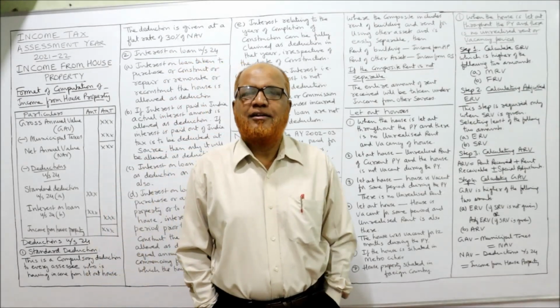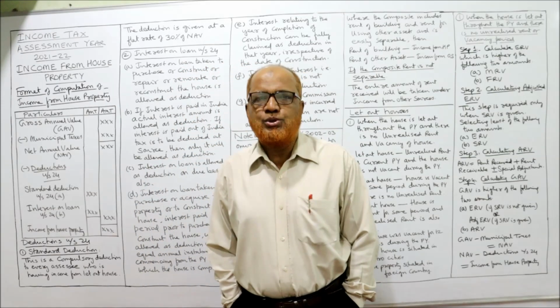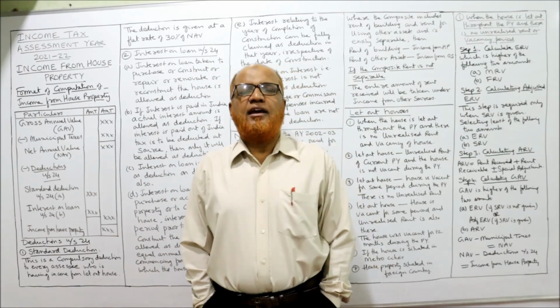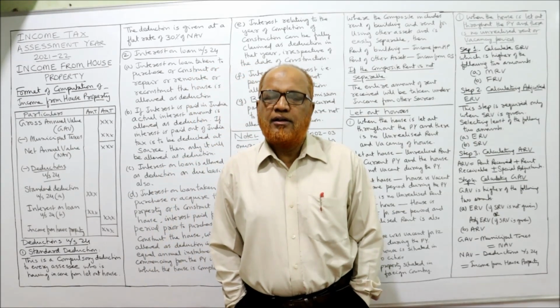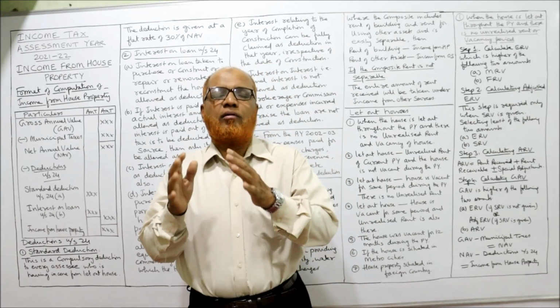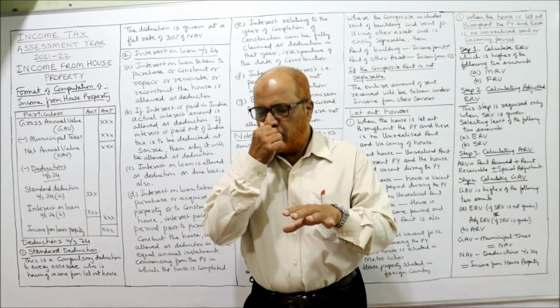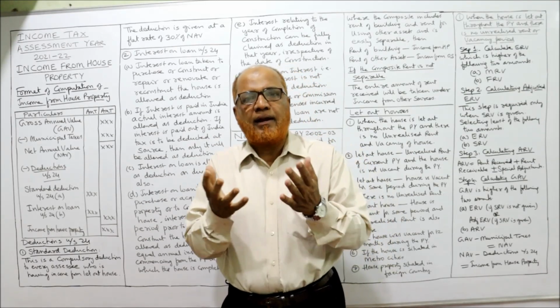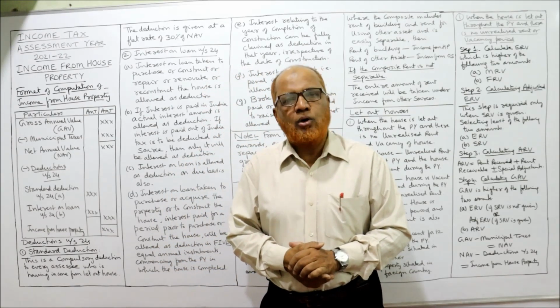I'm Hasham. In the last video I explained about income from house property, and when an income will be treated as income from house property. When a person has given the property on rent and rent is received, the owner of the property will be taxed under the head income from house property.